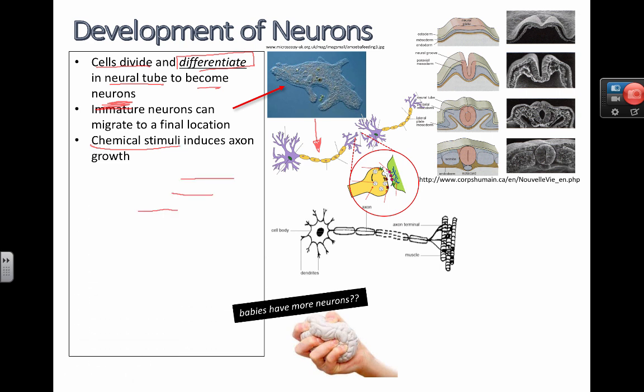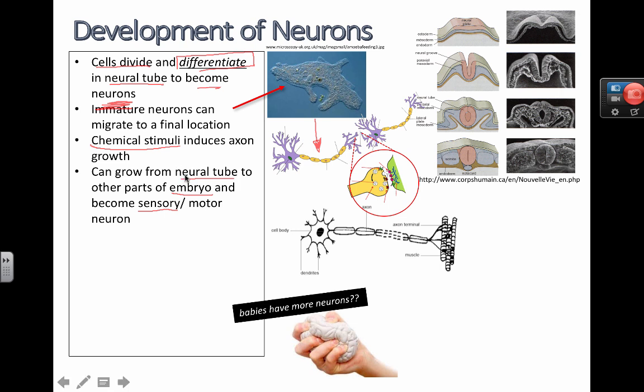So you already know that your spinal cord forms the basis of your central nervous system, and then you have all these neurons that are extending out into your peripheral nervous system, which basically help you to sense things and help you to do things. That process actually starts from here as well. You end up getting nerve cells or neurons that are extending out from the neural tube, and they grow to other parts of the embryo to become sensory or motor neurons.